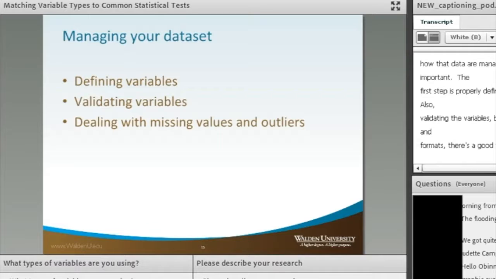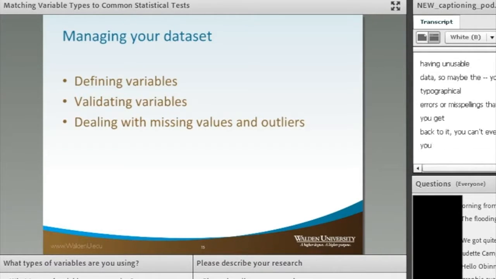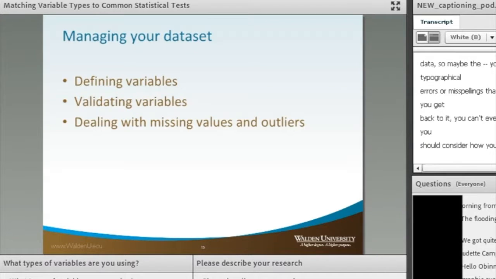So maybe there are typographical errors or misspellings that, frankly, when you get back to it, you can't even use. And finally, you should consider how you're going to deal with missing data as well as outliers.